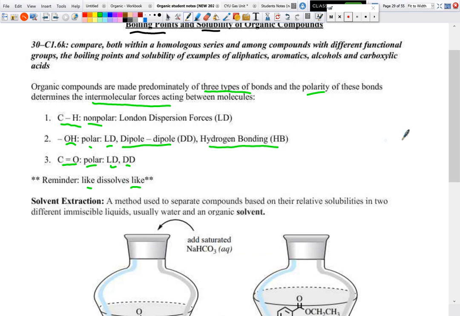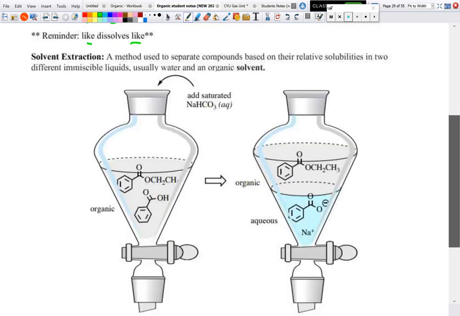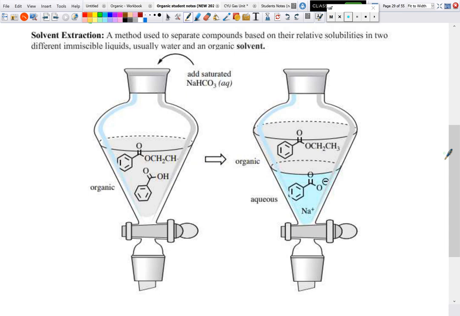So you can use this to help separate organic molecules from different reactions. And the first thing we're just going to look at is something called solvent extraction. So this is just a method used to separate compounds based on their relative solubilities in 2 different immiscible liquids, usually water and organic solvents. So organic solvents are generally nonpolar. So we use this whole idea of water, which is polar, and use an organic solvent, which is nonpolar.